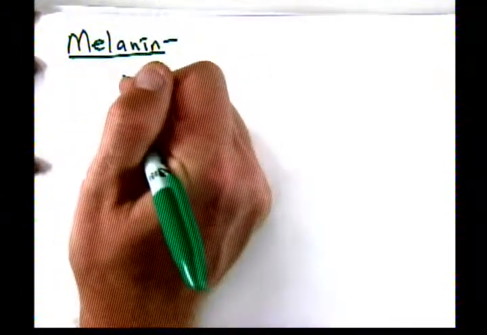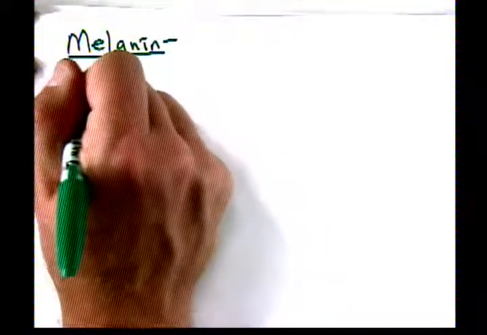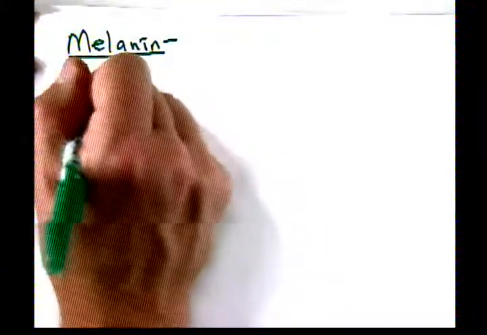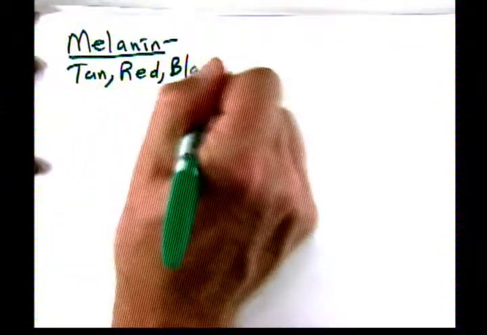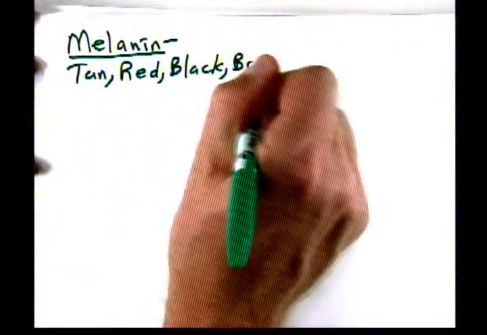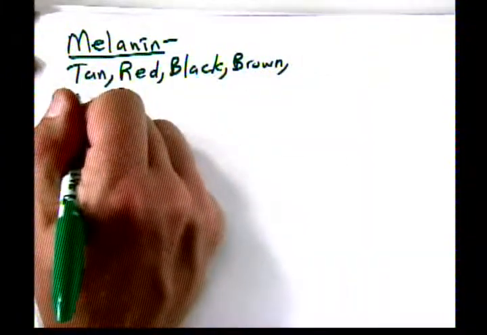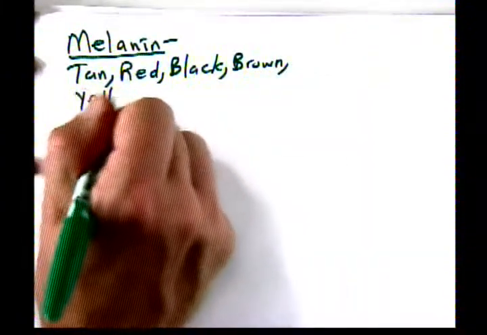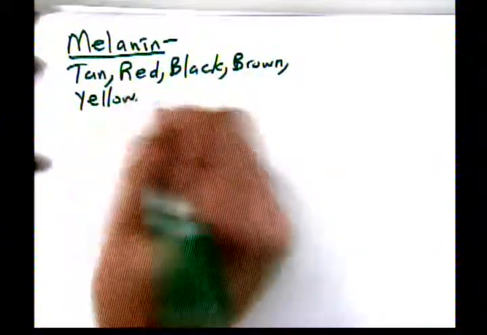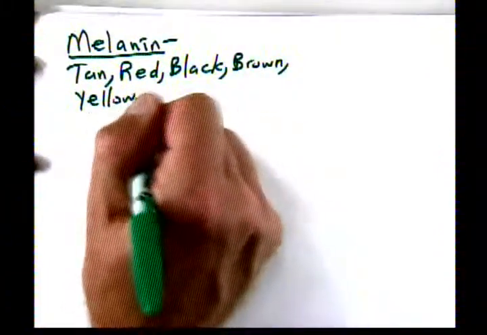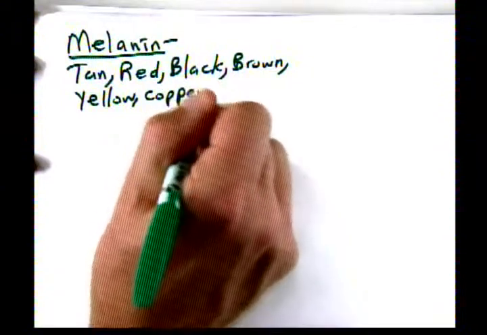do you know, Josh, what colors melanin comes in? I'm not sure. Okay. It comes in tan, red, black, brown, kind of a little bit of a yellow color, okay? But it comes in a variety of shades, almost sometimes a copper color also. You know, people have different skin colors.